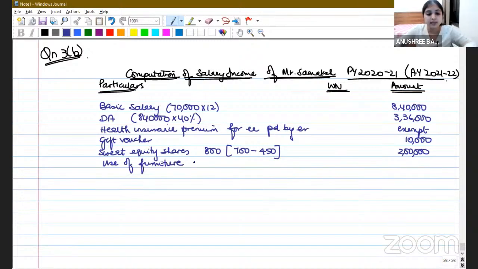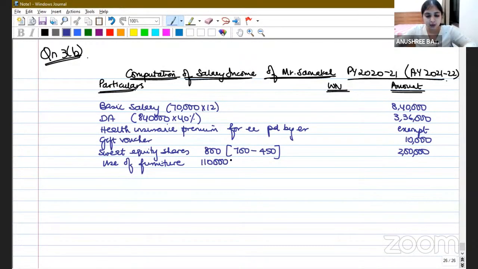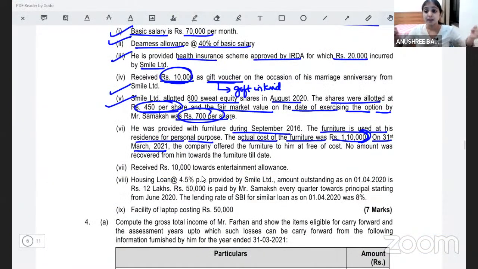Use of movable asset, what is the tax treatment? If it is laptop, it is exempt. Other assets, 10% of cost is taxable. Or if the employer has taken it on rent, higher charges are taxable. Here the employer owns it. So 1,10,000 into 10%, which is 11,000, that will be taxable. Use of furniture, 10% of actual cost is taxable.